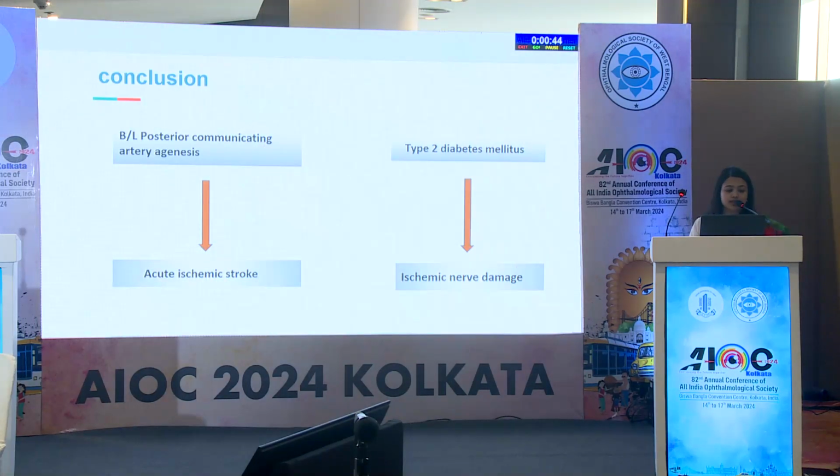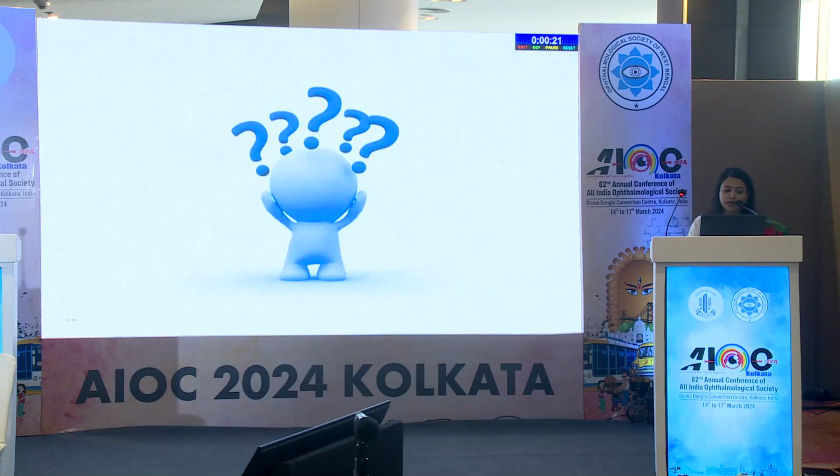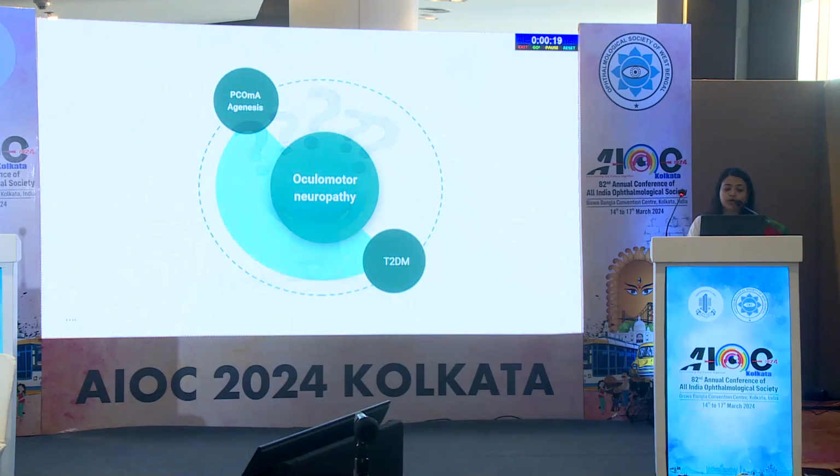So concluding this, this is a case where there is bilateral posterior communicating artery agenesis, which in turn is compromising the posterior circulation. That in turn is predisposing this female to recurrent episodes of acute ischemic strokes. Also, this female is suffering from type 2 diabetes mellitus, which itself is a contributing factor for ischemic nerve damage. So what do we conclude? The oculomotor neuropathy here is resulting from posterior communicating artery agenesis and type 2 diabetes mellitus coexisting together.